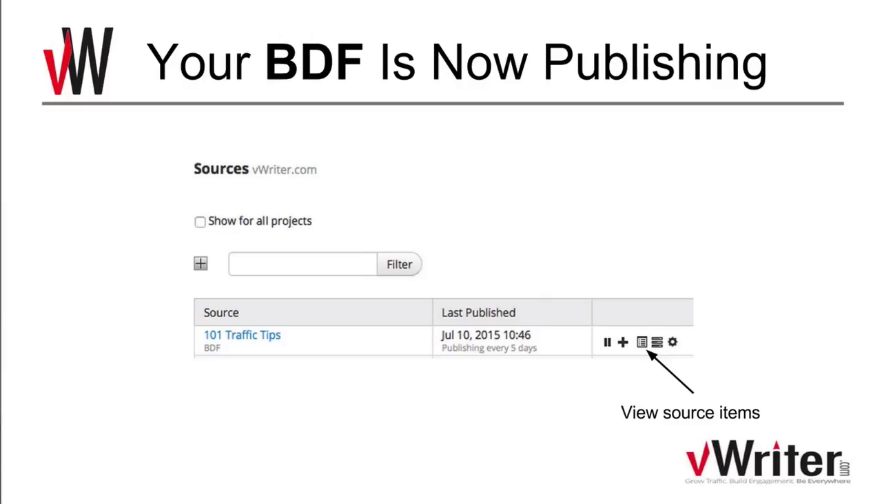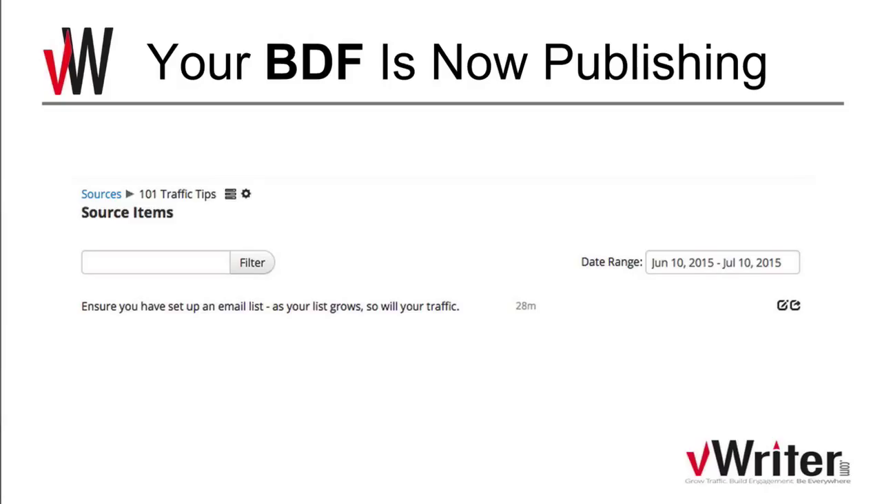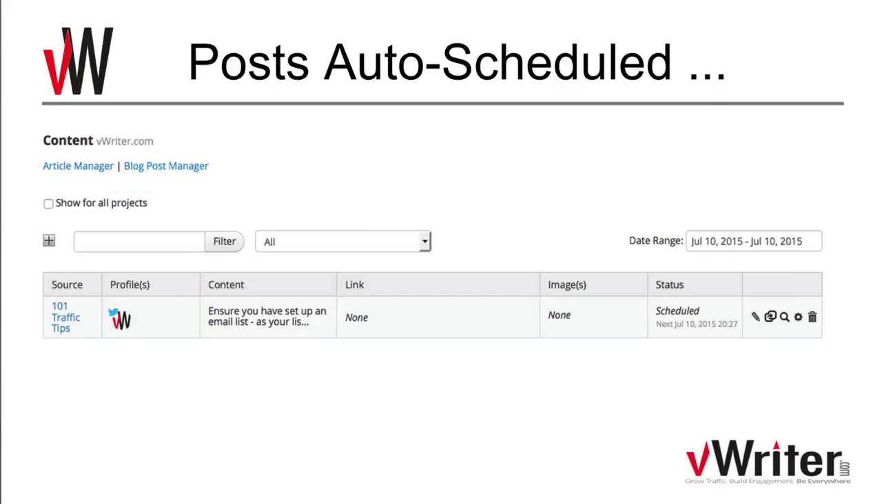You can view the different source items within the bulk data feed as they are published. So you can see the first item is there now, that it's just started publishing, it's just on there now. As you continue publishing, then obviously that list will grow down with the different content items that are coming through.